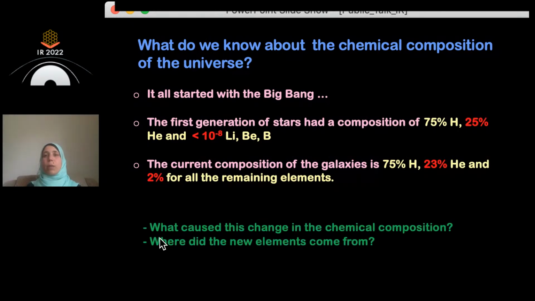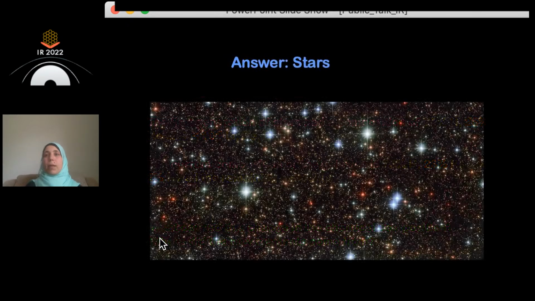So then the question becomes, what caused this change in the chemical composition? It's not the same, so there is something that is changing this composition. And where did the new elements come from? And when I talk about the new elements, I talk about the other elements in the periodic table that we're familiar with, like calcium, magnesium, iron, and so on. The answer to this question is stars.